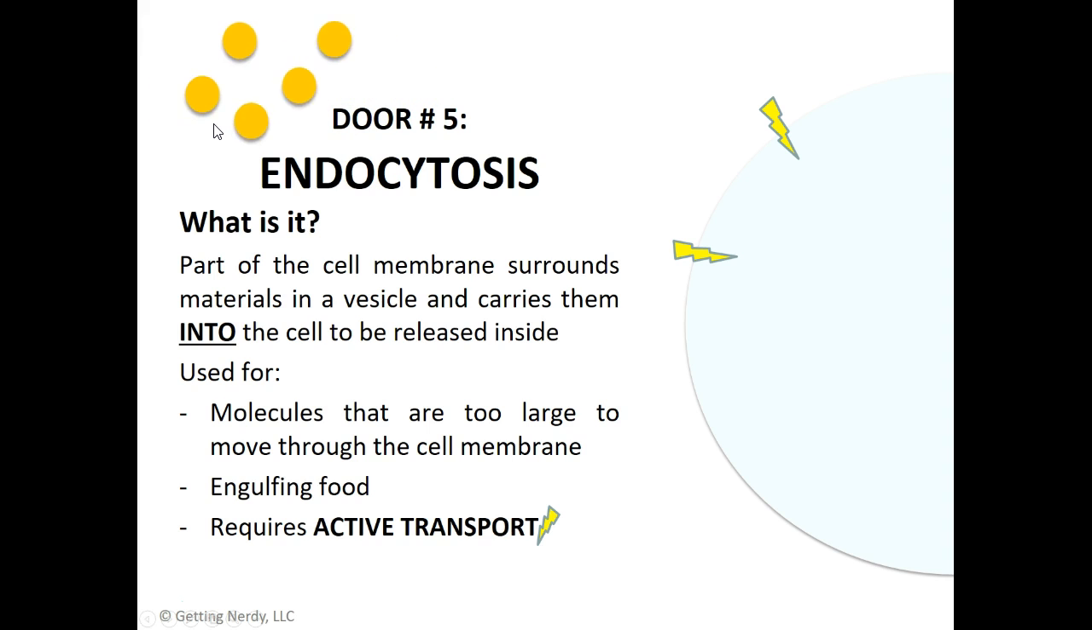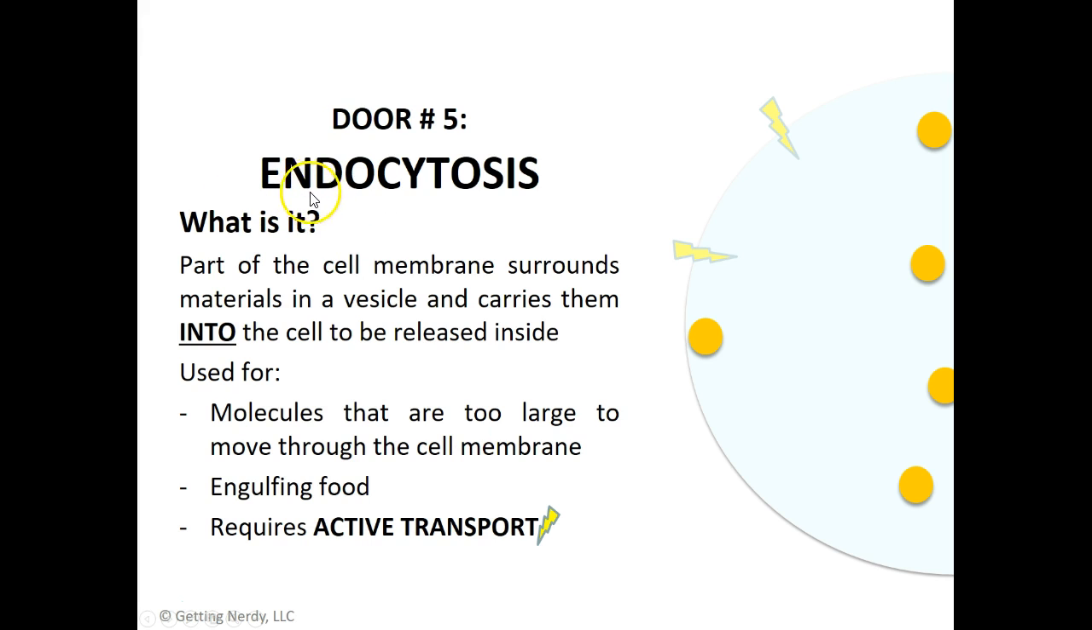So I've got some things that I want in the cell, so they get close to the cell. The cell then wraps a membrane around those things, and then using active transport, it passes them into the cell, and then that membrane disappears, and those particles are then allowed to sit inside the cell. So this is used mainly for molecules that are too large to move through the cell membrane. It's used for engulfing food, whenever the cell needs something from the outside. And like we said, it does require some active transport. And we call that endocytosis.